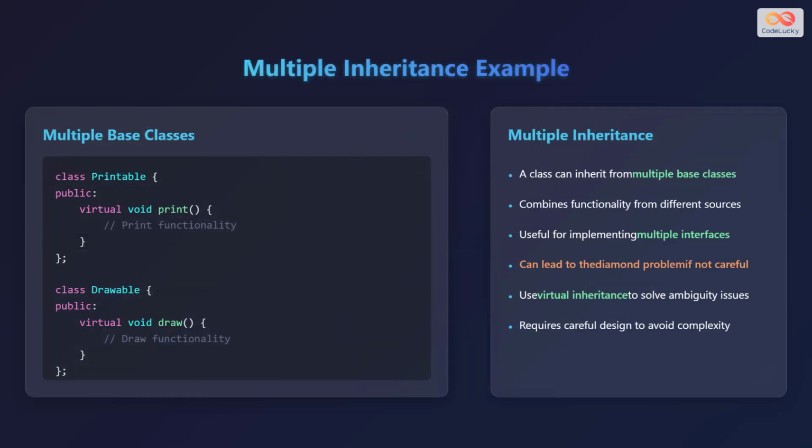Here's an example of multiple inheritance with printable and drawable base classes. The printable class has a virtual function print, and the drawable class has a virtual function draw. The document class inherits from both printable and drawable and overrides their print and draw functions with document-specific implementations. A class can inherit from multiple base classes, combining functionality from different sources, which is useful for implementing multiple interfaces. However, this can lead to the diamond problem if not careful. Use virtual inheritance to solve ambiguity issues, and careful design is required to avoid complexity.